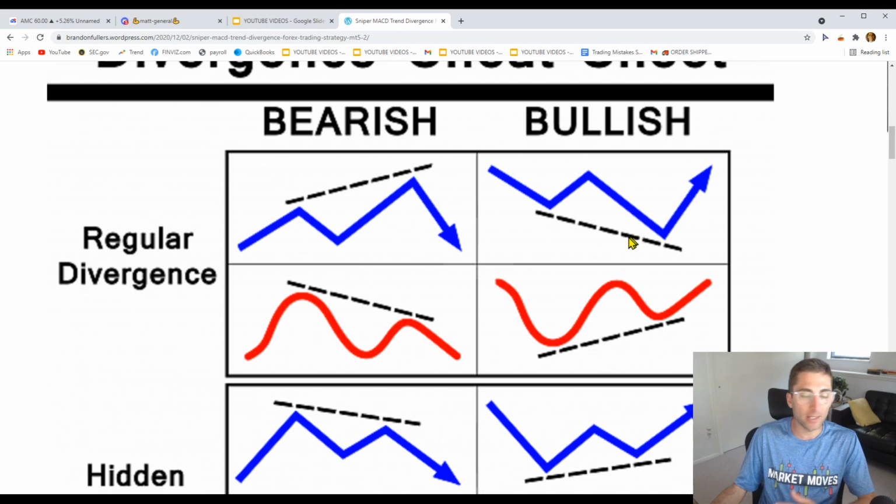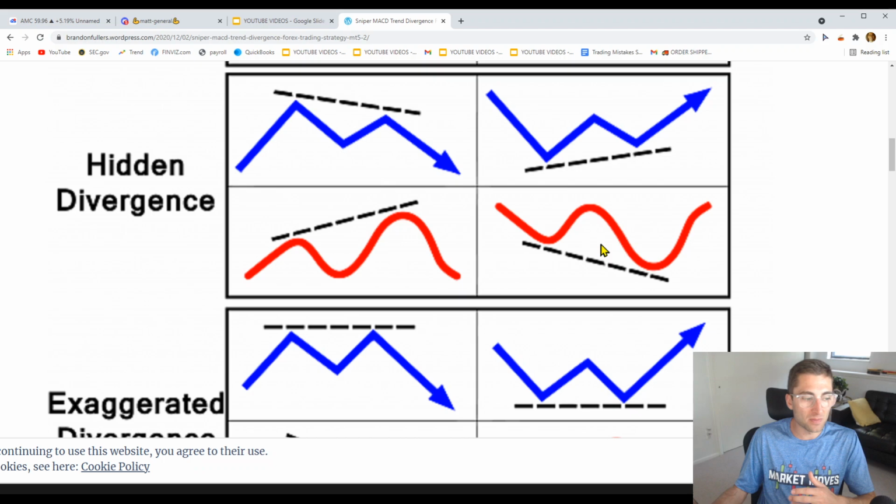But timing the market, timing the bottom is impossible. This is the one way to kind of give yourself an edge. But again, timing bottoms is a great way to lose money.